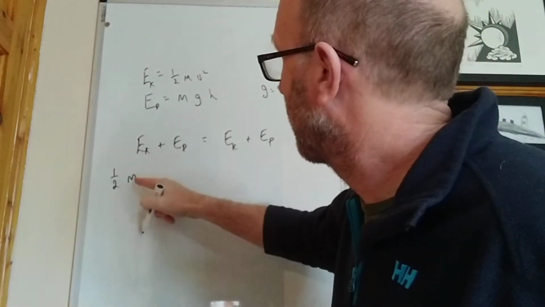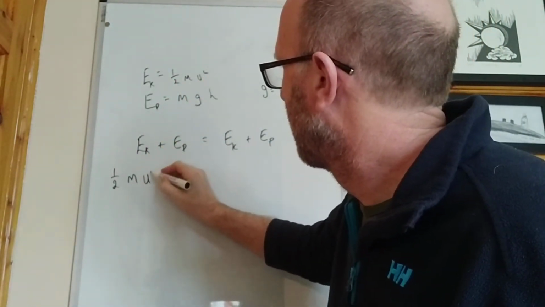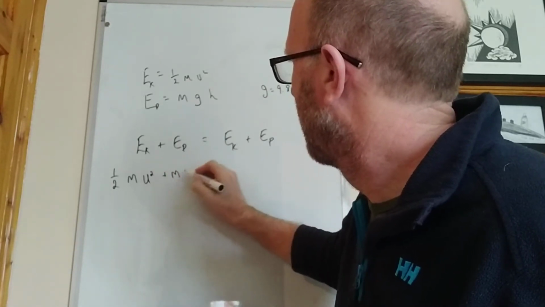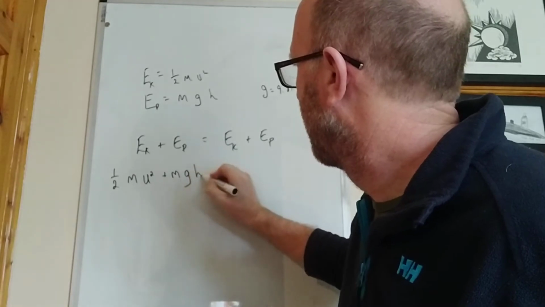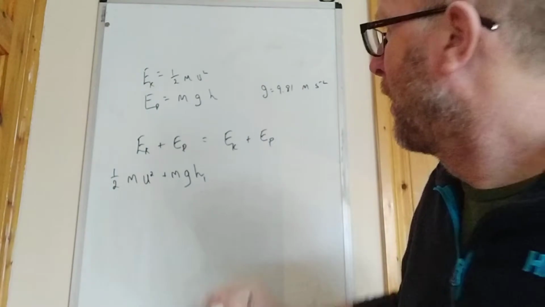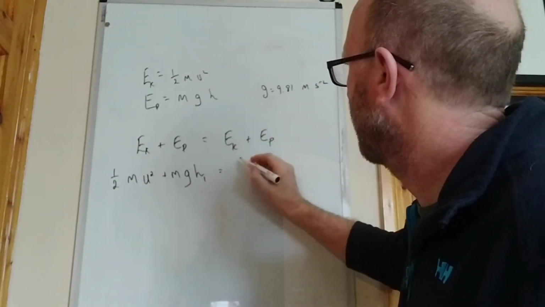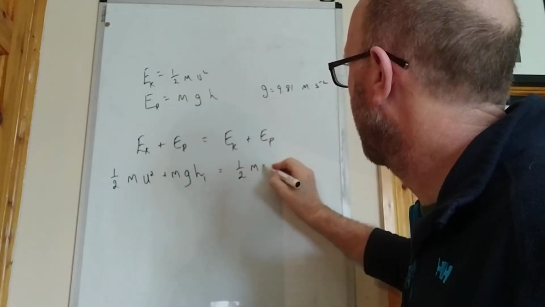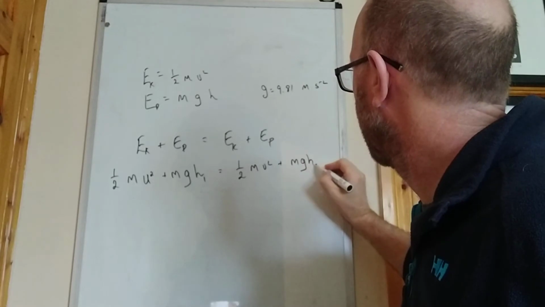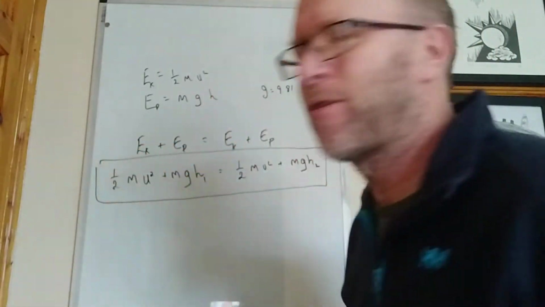So the initial kinetic energy will be half mu squared, and the initial potential energy will be mgh1. We'll call it h1, the first height. And the energy afterwards will have kinetic energy and potential energy, so it'll be half mv squared plus mgh2. And that's the general formula.